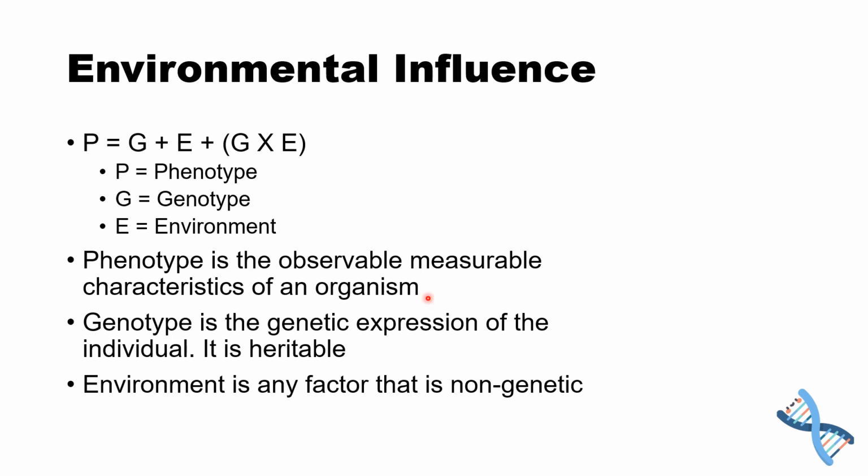So, ito yung parang, alam ko you are familiar with this formula wherein P is equal to G plus E plus the interaction of G and E. Wherein yung phenotype, it is equal to the genotype plus the environment plus the interaction ngayon ng genotype at saka nung environment. So, yun yung formula kung paano malalaman yung phenotype.